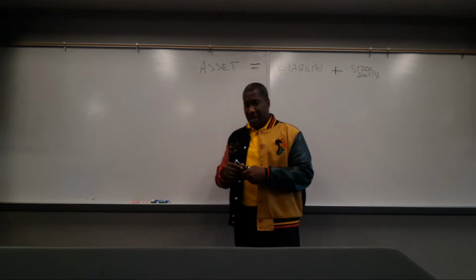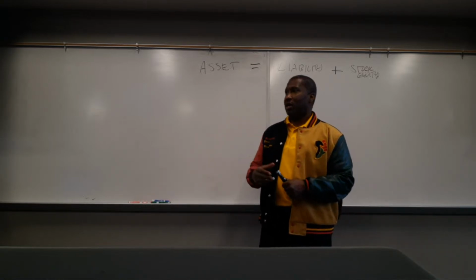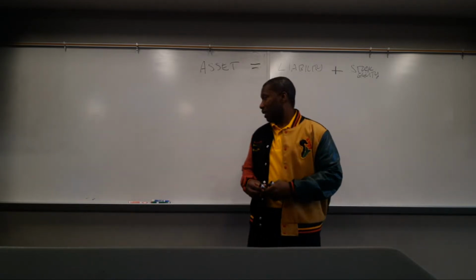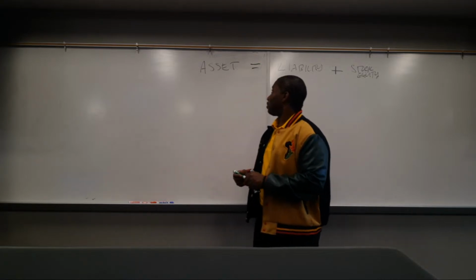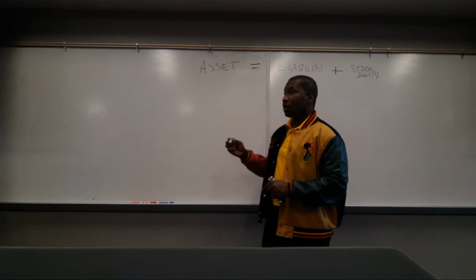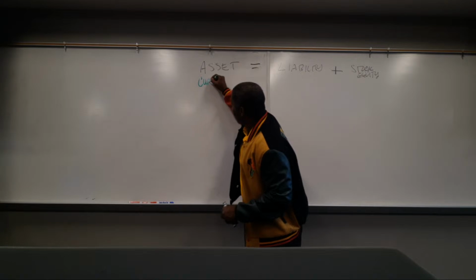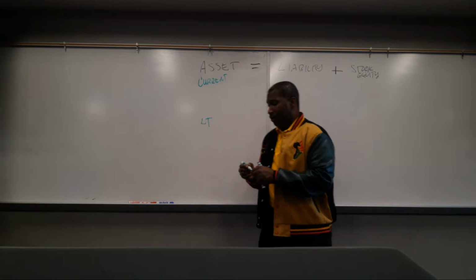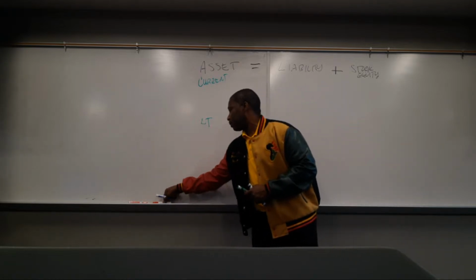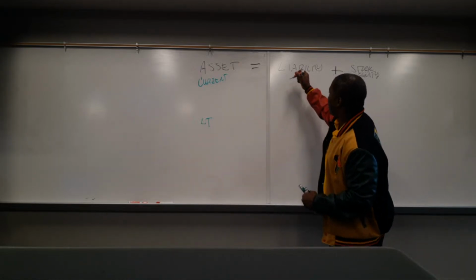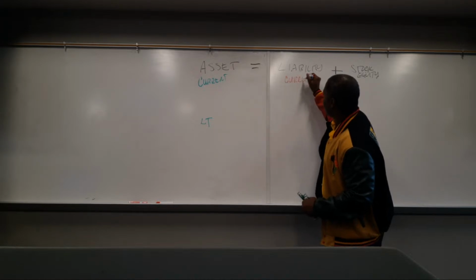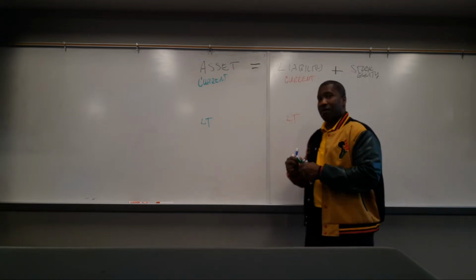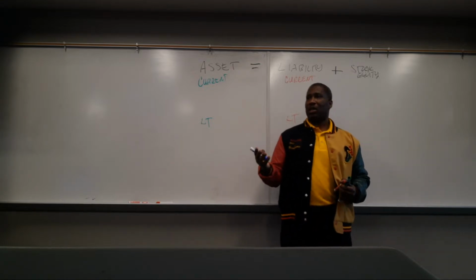Now, under each one, we have some things that are very important. We have different types of assets, different types of liabilities, and different types of equity. What are our two different types of assets? Current, that's correct, and long-term. What about our liabilities? Same categories, all right? Current and long-term.